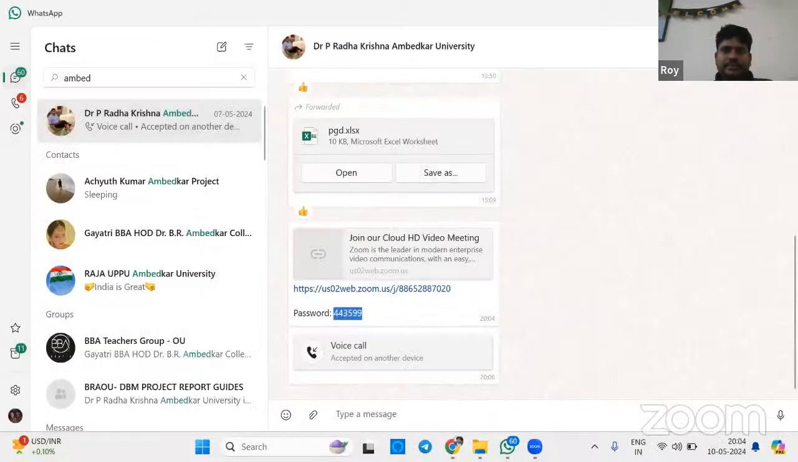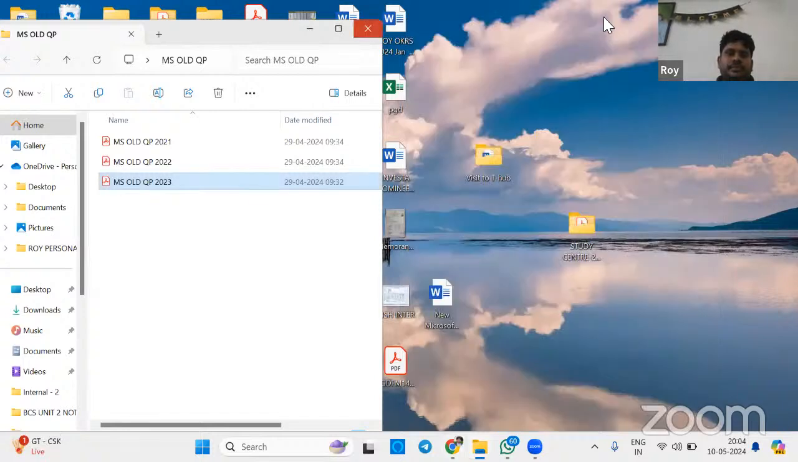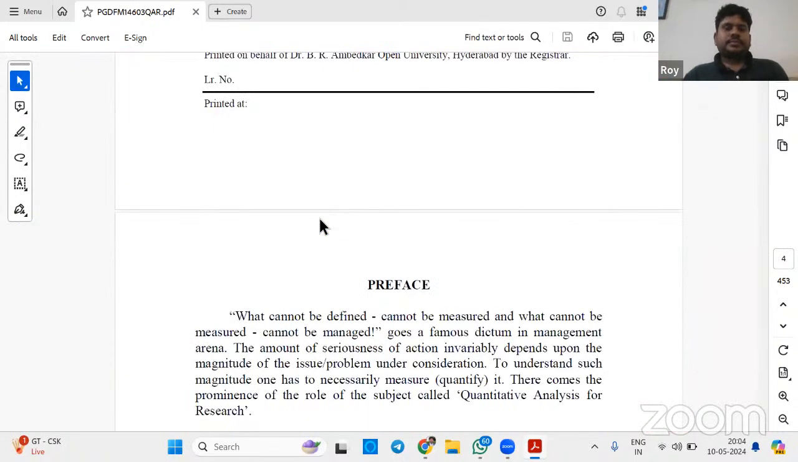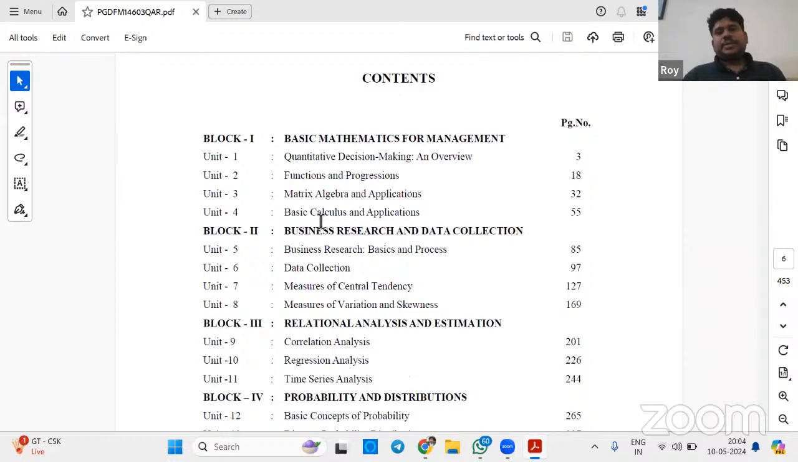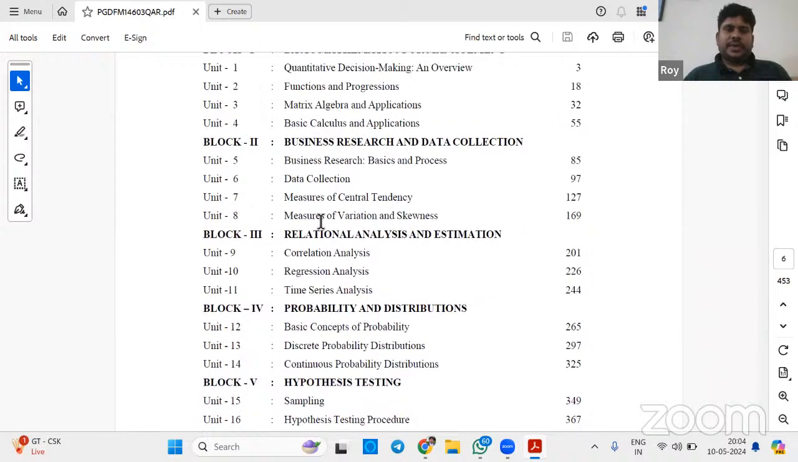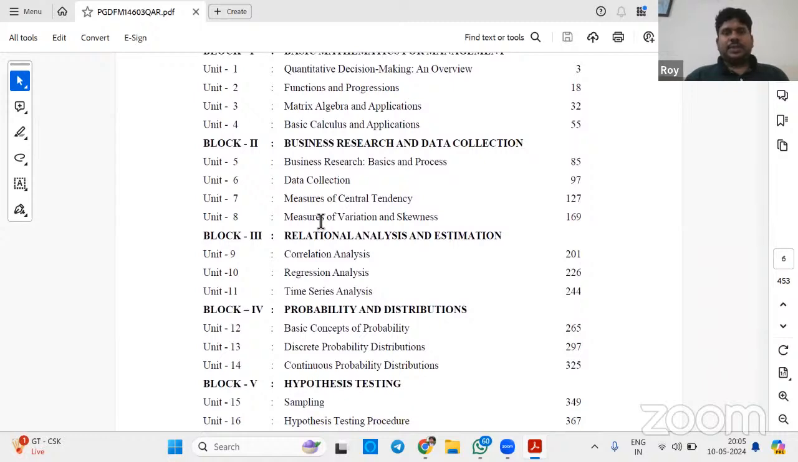Let me share my screen. Okay, in the last class, we discussed these two units, and we started with matrix algebra. The first chapter covered quantitative decision making and overview, and the second one is functions and progressions. Today, we'll try to finish three and four, and we'll enter into the main important part of your subject, research and data collection. It's a very important subject to understand.